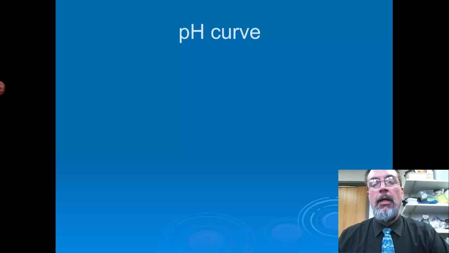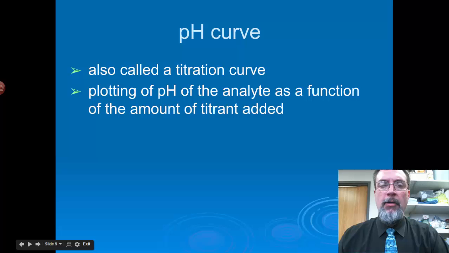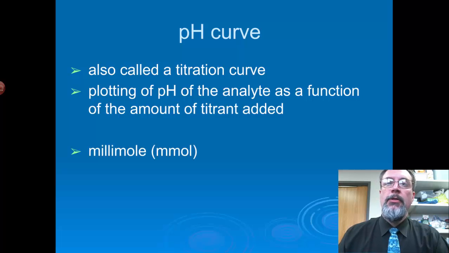We can create a pH curve, or a titration curve, by measuring the pH of the analyte, the solution we don't know, as a function of the amount of titrant that we add. So you could create a little graph, and you can measure the pH of the unknown solution versus the concentration of base that you add. If you plot the concentration of titrant added on the x-axis and the pH on the y-axis, you get a nice little curve.